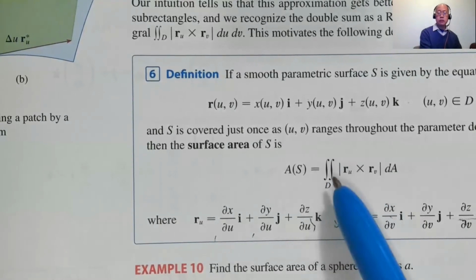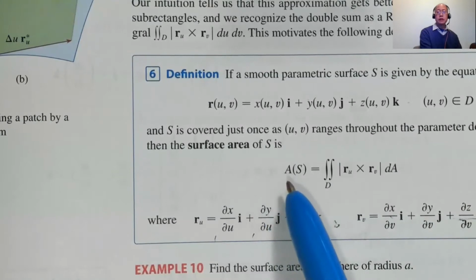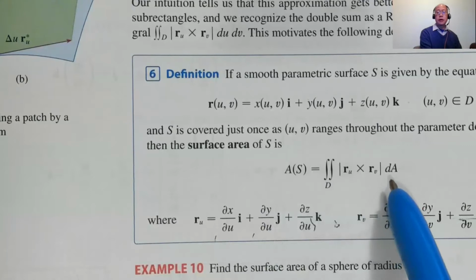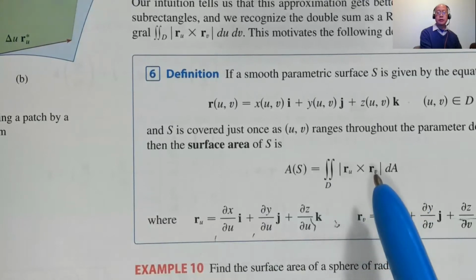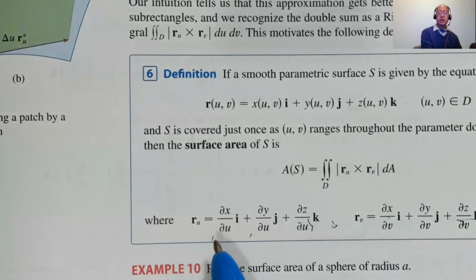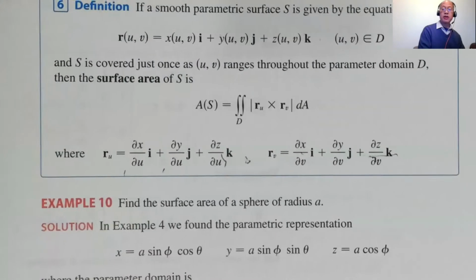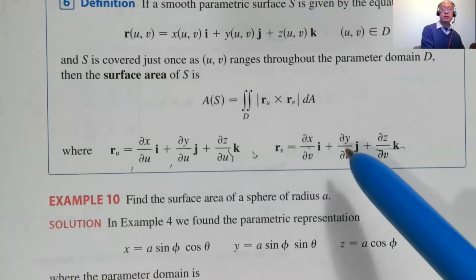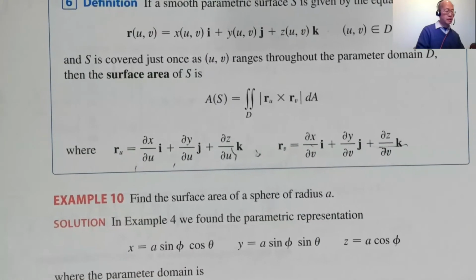Okay, this is sort of like a Jacobian again. So if I go from one coordinate system to the other, from uv to xy, let's say, the so-called Jacobian is R sub u cross R sub v. R sub u is partial of x with respect to u, partial of y with respect to u, partial of z with respect to u, and R sub v similarly, partial of x with respect to v, partial of y with respect to v, partial of z with respect to v.